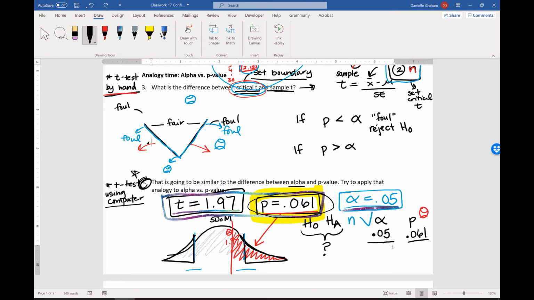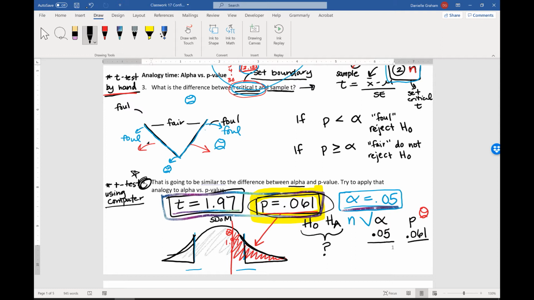I swear I learned that in like 5th grade or something, and it still works for me. So if our p-value is bigger than our alpha value, then that means it's in the fair region, and we do not reject our null hypothesis. And I will tell you, I have seen the equals on this one. The equals is a weird one.